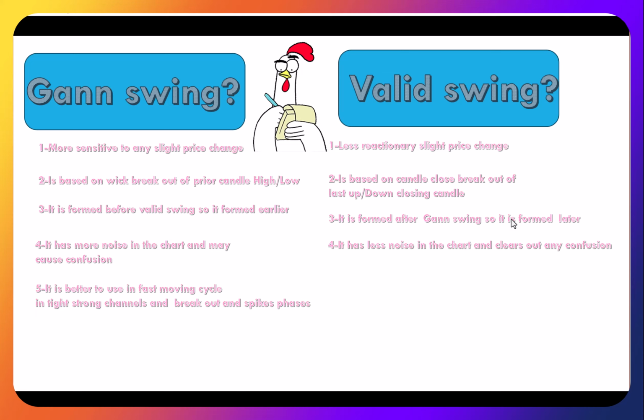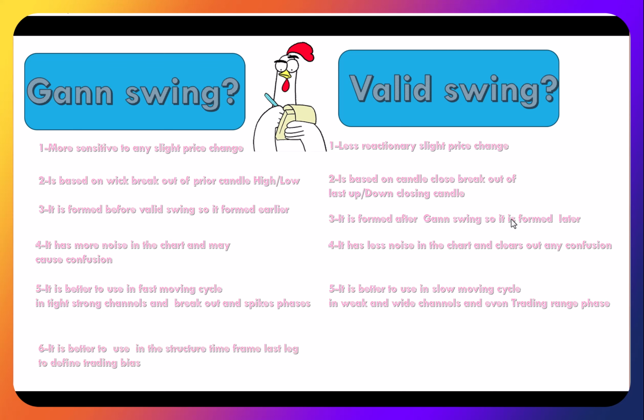When we have a strong channel, or a strong tight channel, or if you have a breakout or a spike phase, it's better to use Gann swing as your criteria to define the structure time frame. But when it is a weak channel, or the movement is noisy, or even a trading range, you get confused. So clearing out this confusion is very important. How do we use that? We turn all Gann swings to valid swings here. I'm going to talk about how to turn Gann swing to valid swing in this lesson as well.